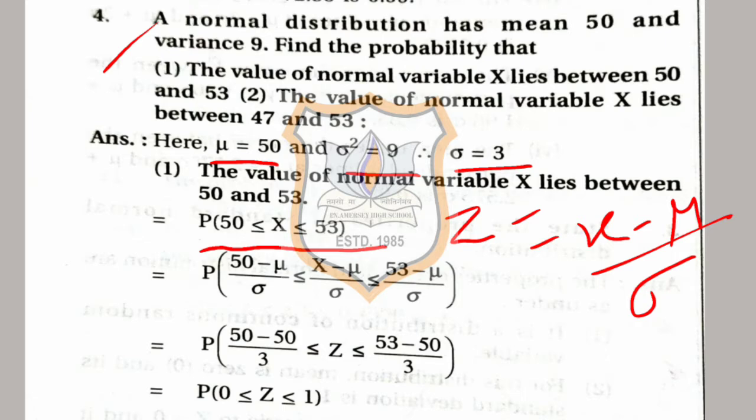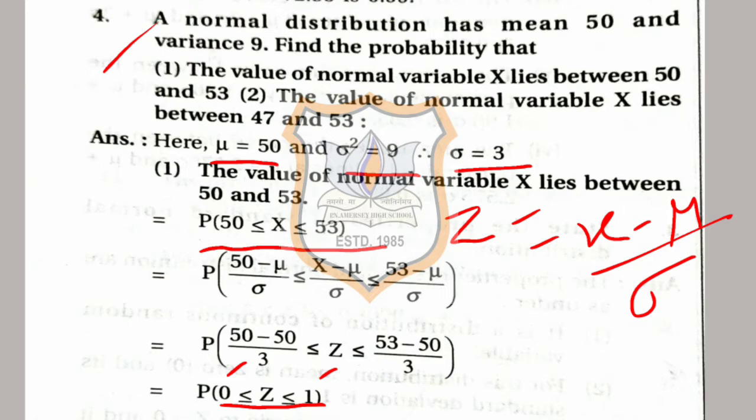Now when we substitute the value of mu and sd, we will have probability of (50 minus 50) by 3 less than or equal to z less than or equal to (53 minus 50) by 3. 50 minus 50 is 0, so this will be 0. 53 minus 50 is 3, 3 by 3 is 1. So value of z is lying between 0 and 1. So you have to find the probability that z lies between 0 and 1.